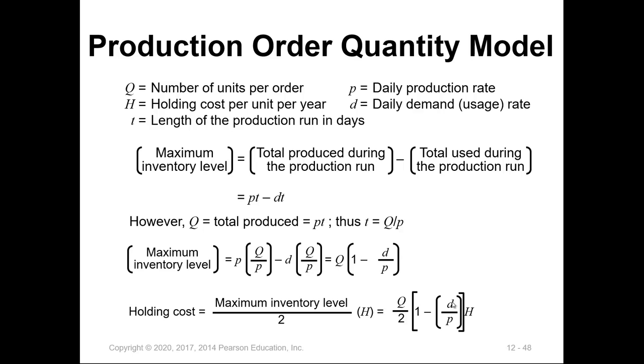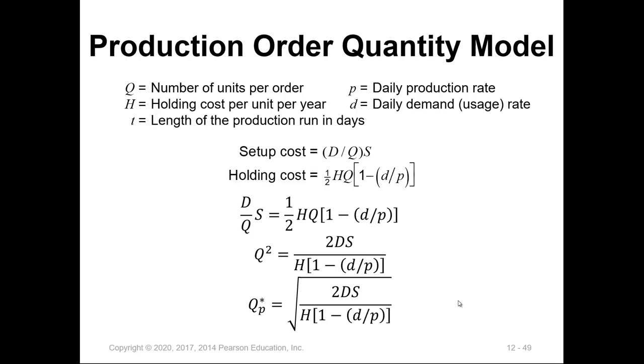Assuming that the total produced is the number of units per order, Q, then Q will equal daily production rate multiplied by the length of the production run in days, which means that the length of the production run will equal Q divided by P. So substituting T with Q divided by P in the annual holding cost formula, annual holding cost equals Q over 2 multiplied by (1 minus d divided by P) multiplied by H. Or in other words, half QH multiplied by (1 minus d over P). And that's our formula.